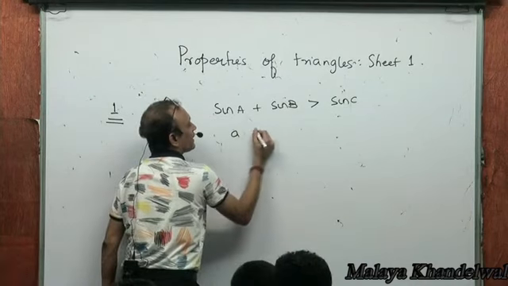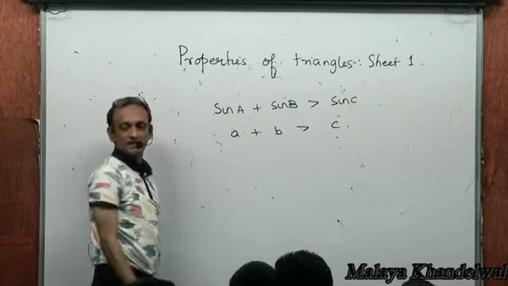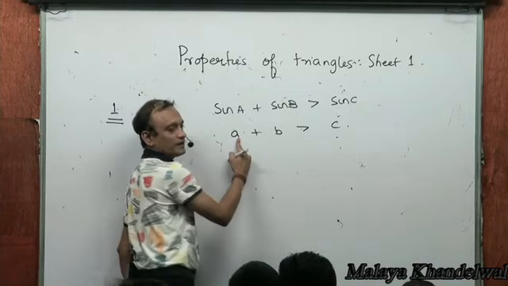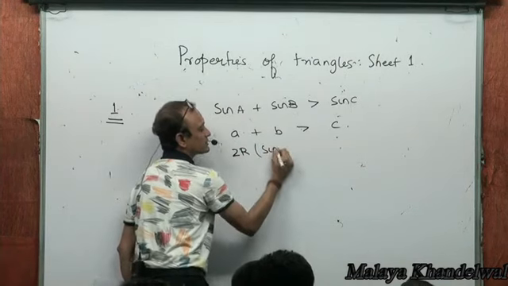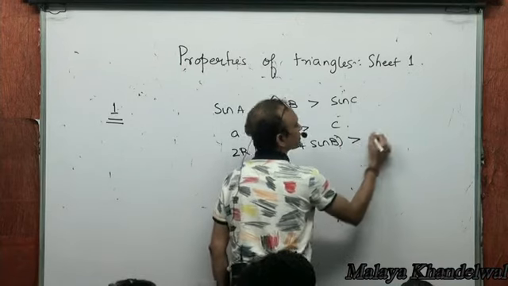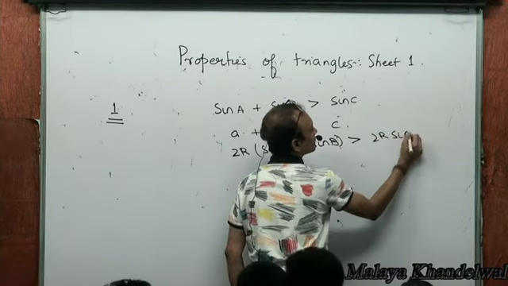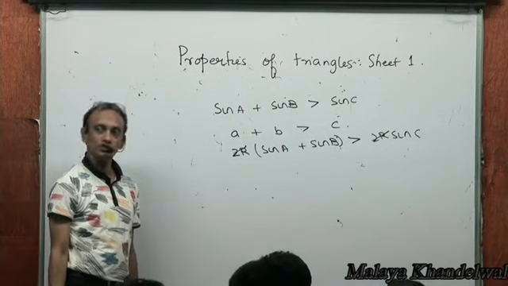Because A plus B is greater than C. Sum of two sides is greater than the third. A can be written as 2R sine A, B as 2R sine B. So 2R (sine A plus sine B) is greater than 2R sine C. Therefore, sine A plus sine B greater than sine C is a true statement.